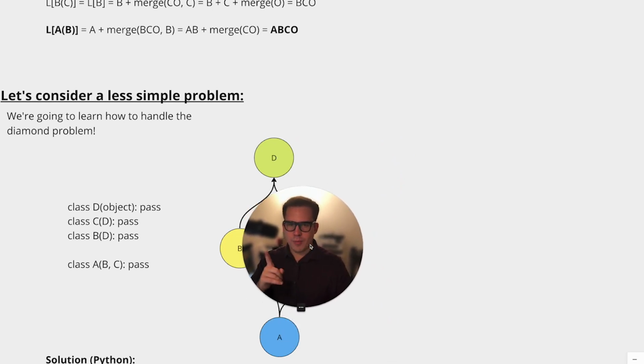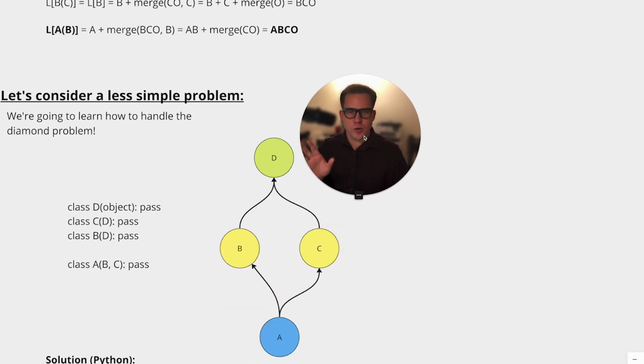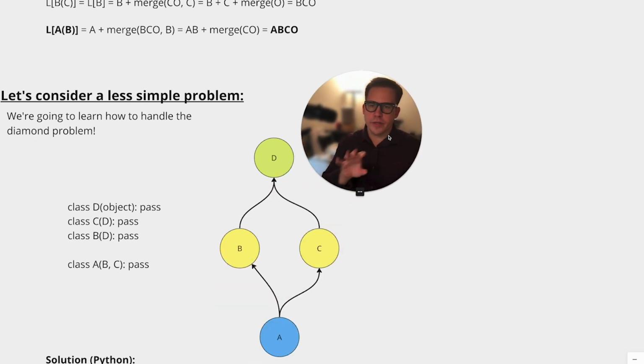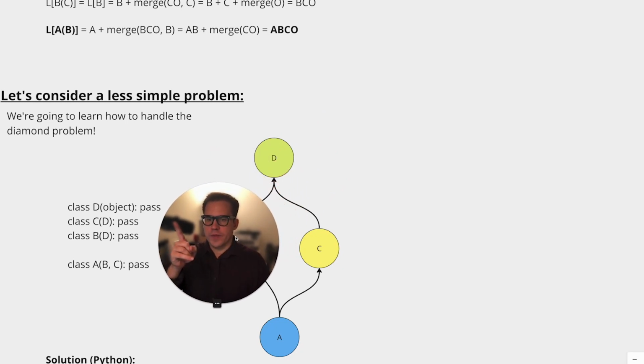Like, do we go A, B, D, C, or do we go A, B, C, D, or do we go A, C, B, D, and so on, right? There are many paths here, but the C3 linearization will consistently give us the right ordering, or an ordering that is right according to C3.